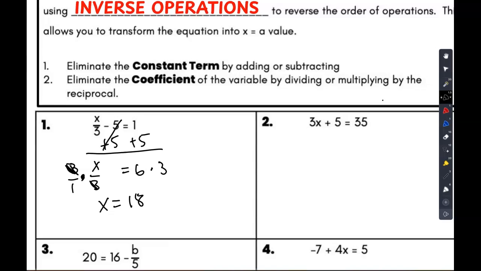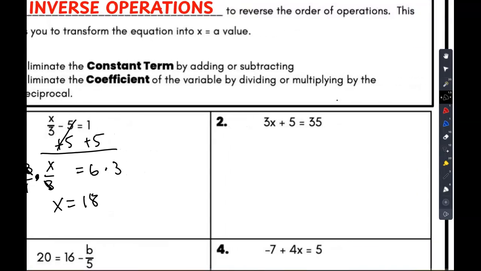All right, let's look at number 2. We're going to work with the constant first. Instead of adding, subtract 5. I'll subtract 5 on both sides. The 5's cancel out. I have 3x is equal to 35 minus 5, which is 30. And then I'm going to divide by 3.